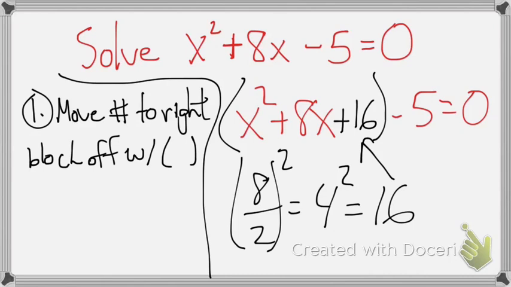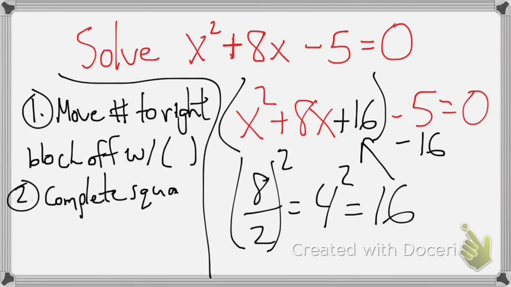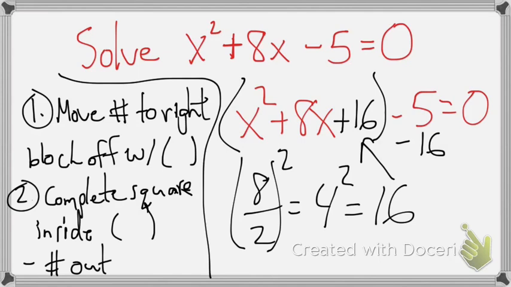But now, because we added 16 to our problem, now we have to subtract 16 out here to make sure that we're still even. Okay, so that was our second step, was basically we completed the square inside. Whoa, that's not square. Completed the square inside the parentheses. And then after that, we subtracted the number outside the parentheses. Okay, I'm going to erase this real quick.